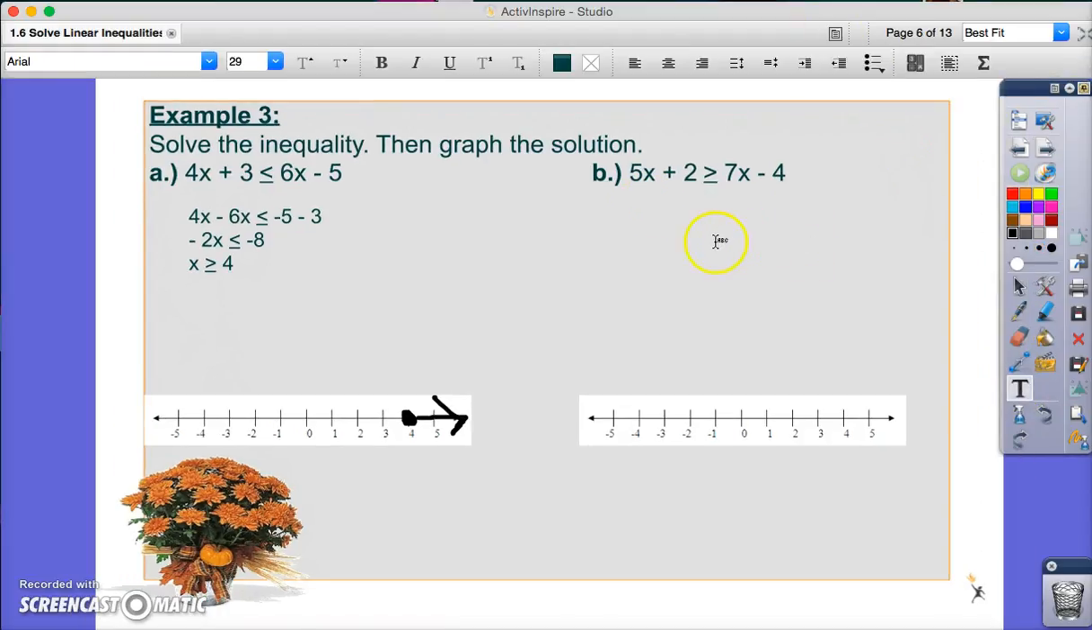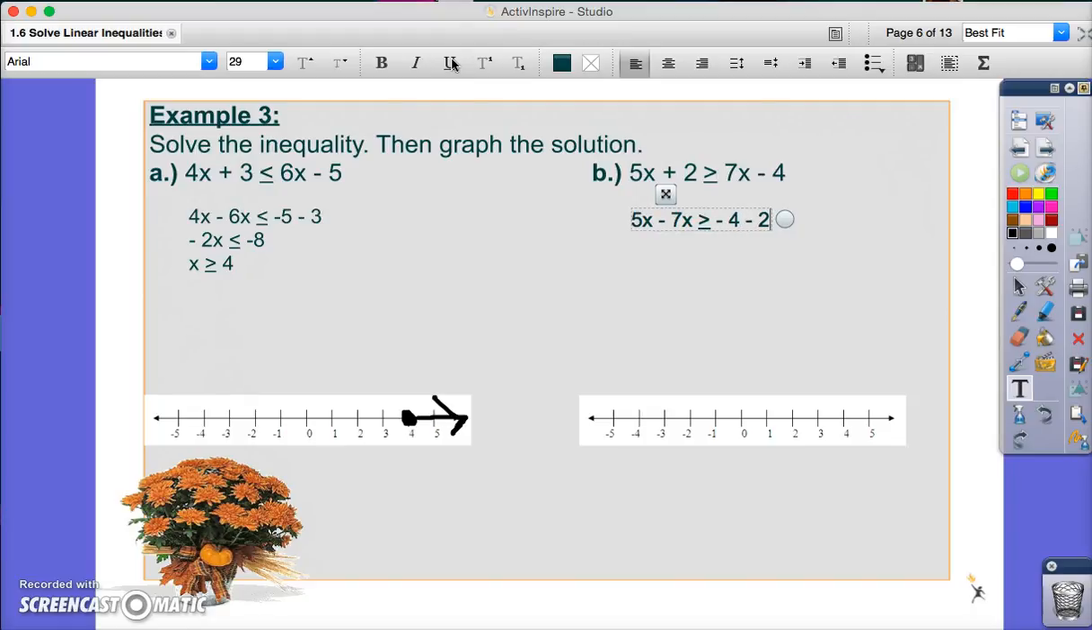Let's take a look at this inequality. And if you want to, really what I would say first is, I'm giving you two of the same type. Pause the video and try B first. See what you can do without me talking here. All right, so let's get the x's, transpose them all to the left. So I get 5x minus 7x, greater than or equal to negative 4 minus 2.